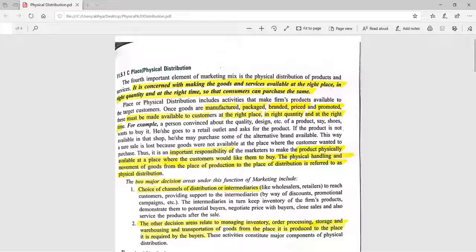Okay, so intermediaries not only sell the goods, rather sometimes they are also helping in the promotion of the goods. Like they are doing the advertisements, they are giving the promotional campaigns and other schemes also. And the intermediary also negotiates the price with the buyers. So the intermediaries play a very important role. So in place mix, we have to decide the channel of distribution, means which channel of distribution we are going to adopt. Later on we will discuss what type of channels are available.